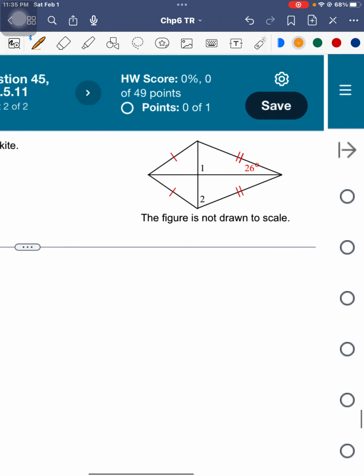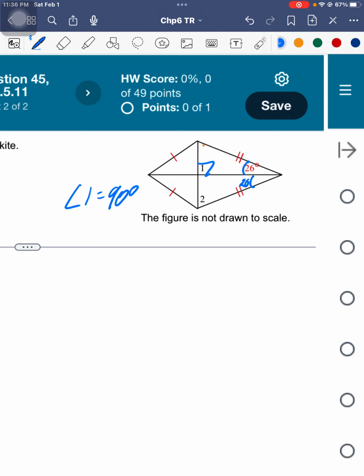Find the measures of the numbered angles in a kite. Okay, well, remember, guys, in a kite, the diagonals intersect at 90 degrees. These angles are congruent, and the longer diagonal is actually bisecting the angles it intersects. The shorter diagonal does not bisect anything. The longer diagonal does. So let's erase some of this. That means 1 is definitely 90. So 1 is 90.